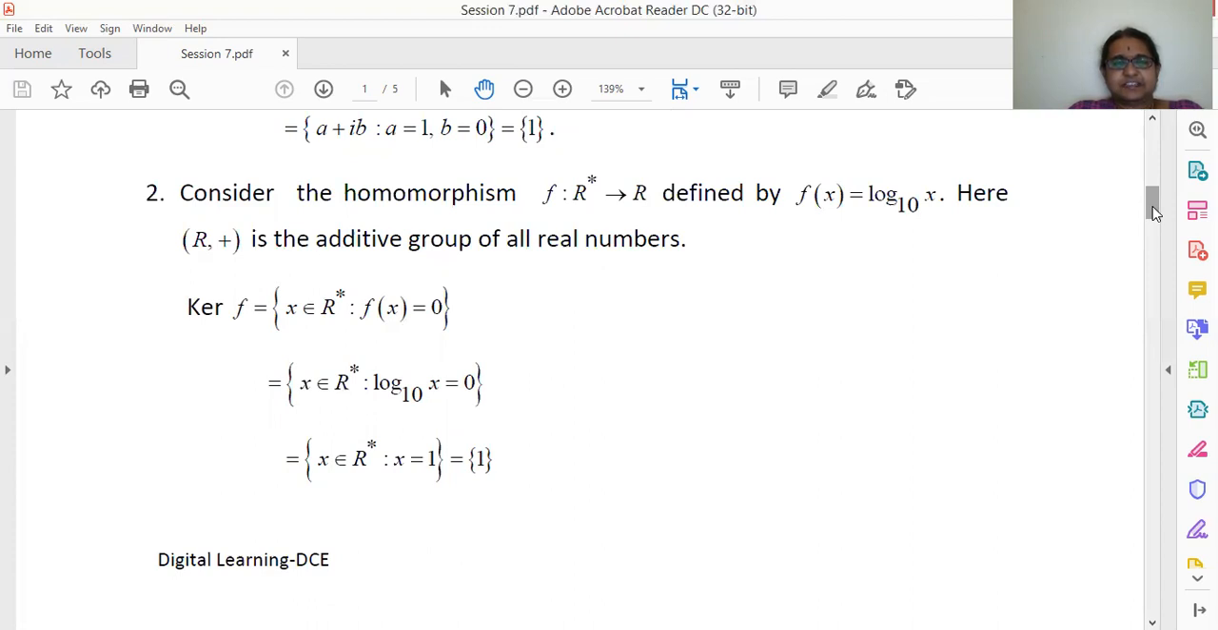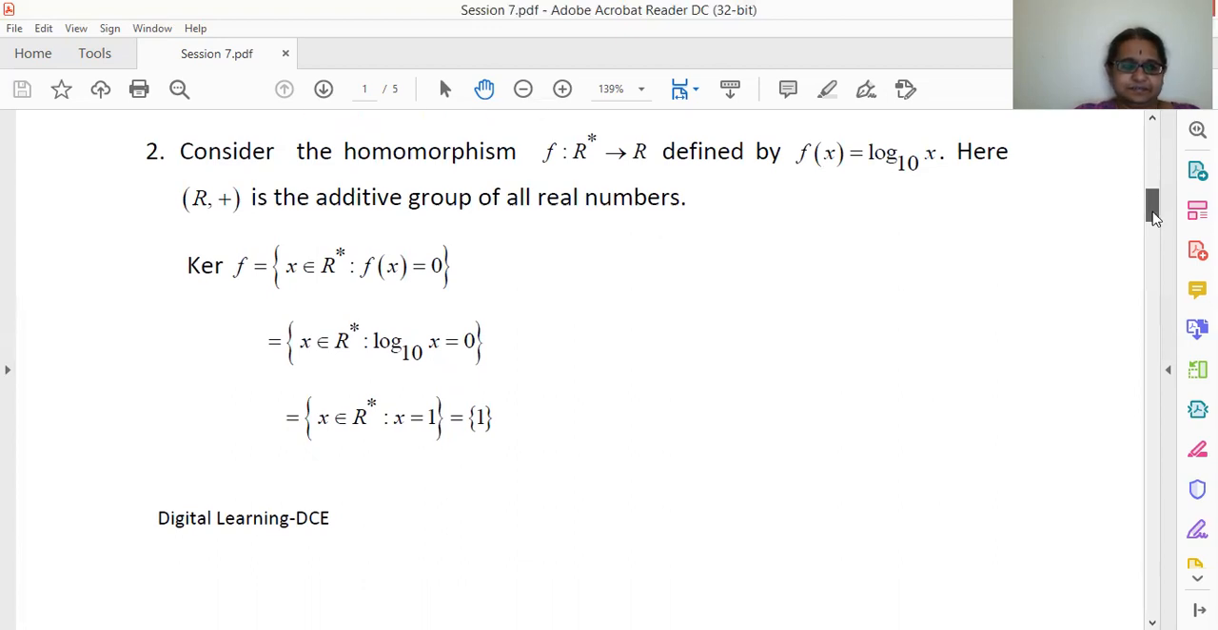Here log x to base 10 is equal to 0 means we have to find the value of x. We have to substitute the value of x for which the log of that quantity will be equal to 0. Log 1 is 0. Or we can take the exponential on both sides: e raised to log x to base 10 is equal to e power 0. e power 0 is 1. Exponential and logarithm are inverse operations, so we get x is e power 0, or x is equal to 1. So here the kernel consists of the element 1.